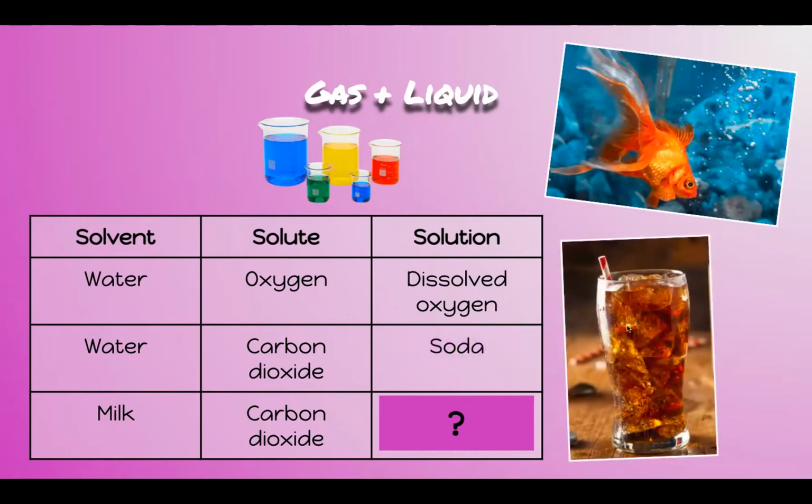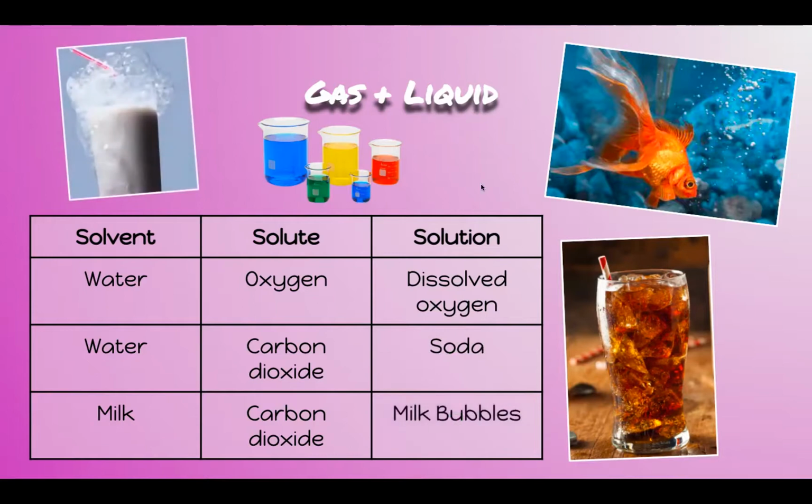When you put carbon dioxide in water and a couple flavors, you can end up with soda. All that carbonation and those bubbles are evenly distributed, so when you take a sip of Coke, you get bubbles in every sip. Then if you take your straw and blow bubbles into milk, you'll make milk bubbles, and that's an example of a solution as well.